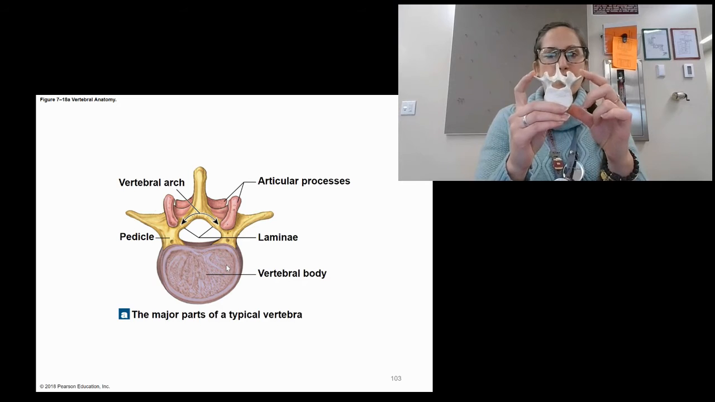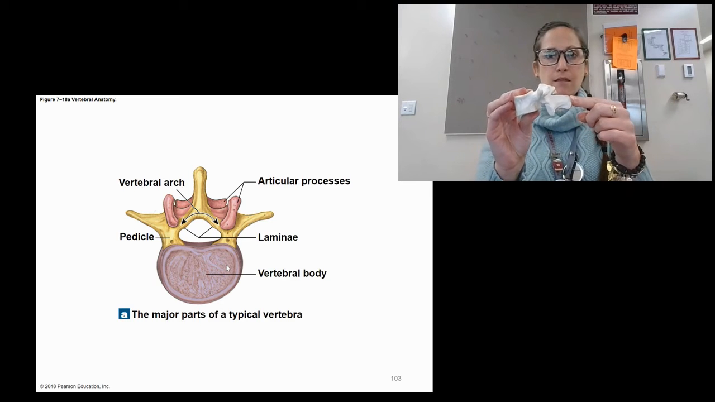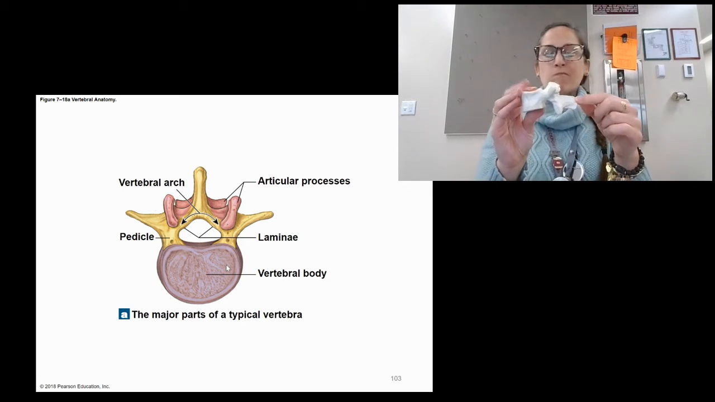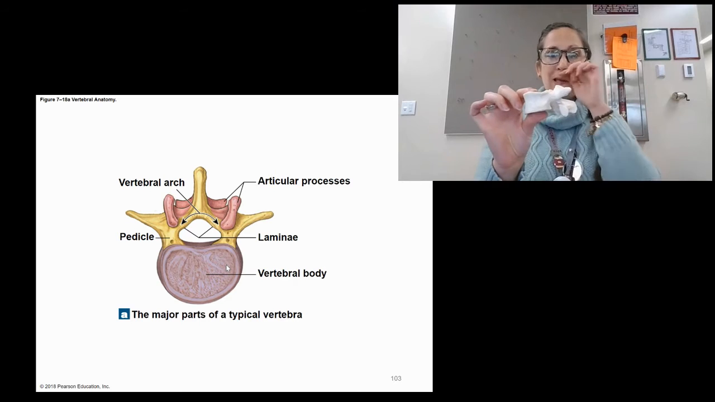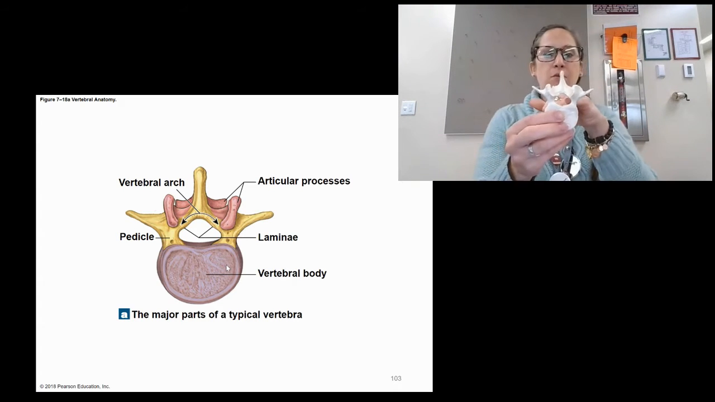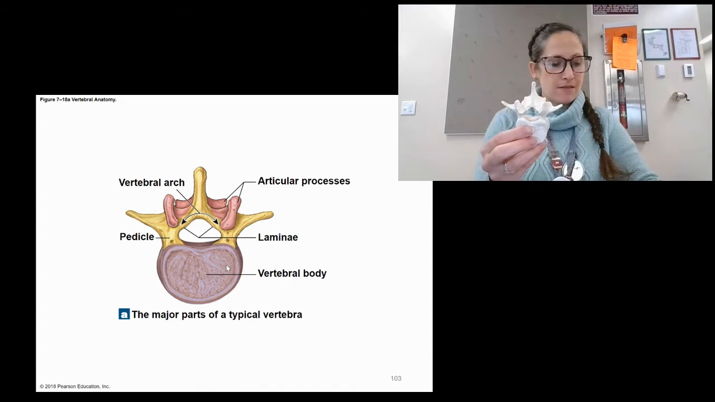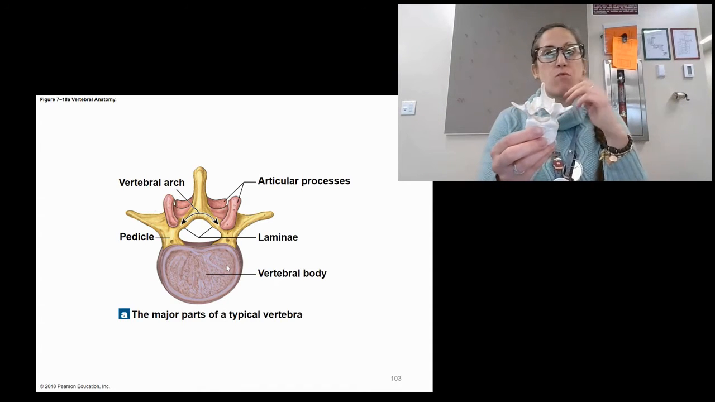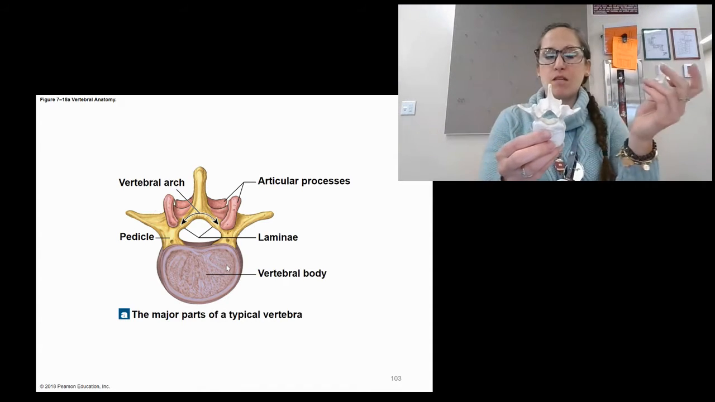Okay, so transverse on the sides, spinous on the posterior side of the vertebra. The body will always be on the anterior side of the vertebra. All right, then you have some foramen, and depending on the type of vertebra you're looking at, you may have one set of foramen or you may have two sets.